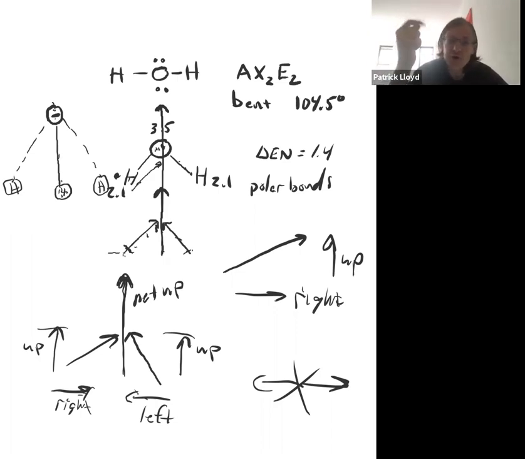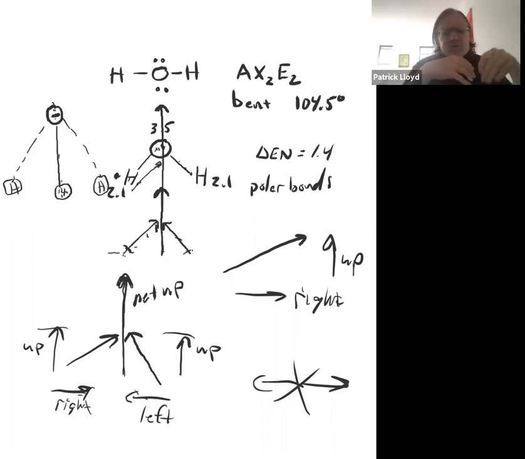If the answer is no, then the molecule is nonpolar, no question. If the answer is yes, the bonds are polar, then we look at the shape. The shape will determine whether it's polar or not. And then it's a very simple thing.